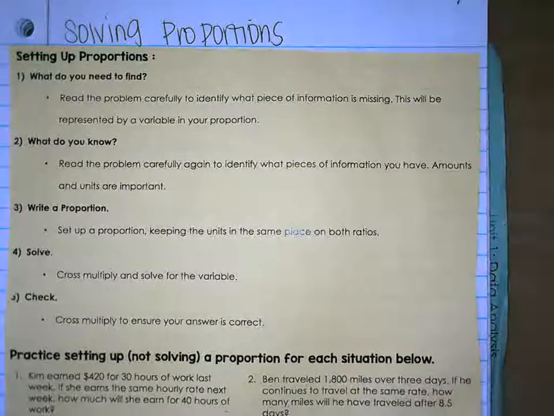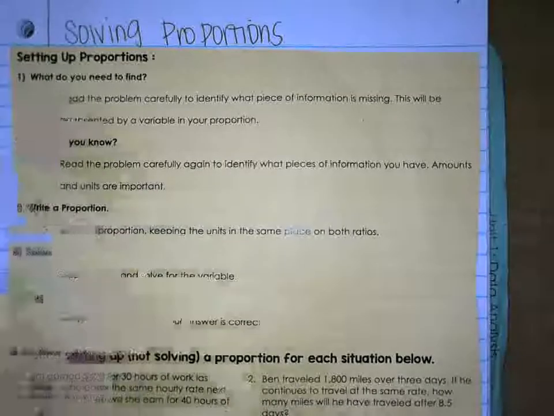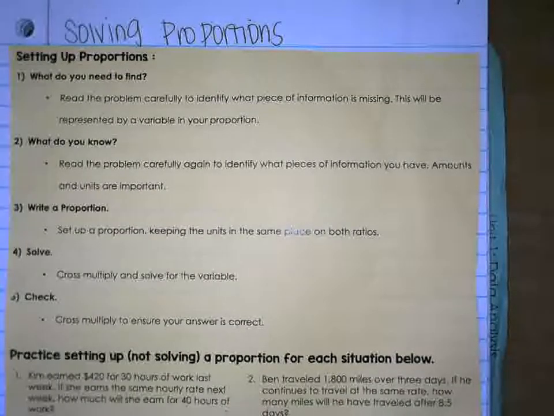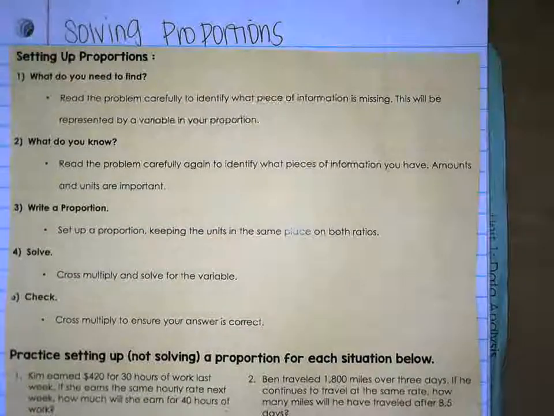But when I set up a proportion, that is when you are given a word problem and it's not set up for you. And you have to read the problem and set up the proportion, which is quite tricky. So here are your steps. Your first question, what do you need to find? Read the problem carefully to identify what piece of information is missing. This will be represented by the variable, excuse me, in your proportion. Step 2, what do you already know? Read the problem carefully again to identify what piece of information you have. Amounts and units are important.